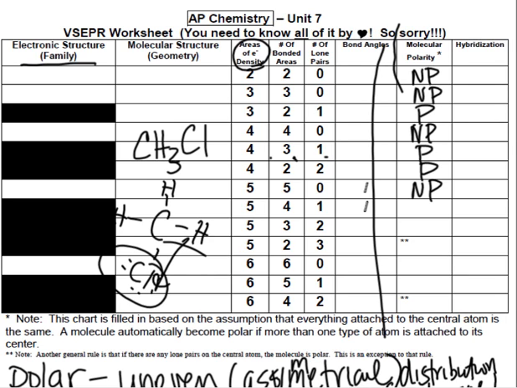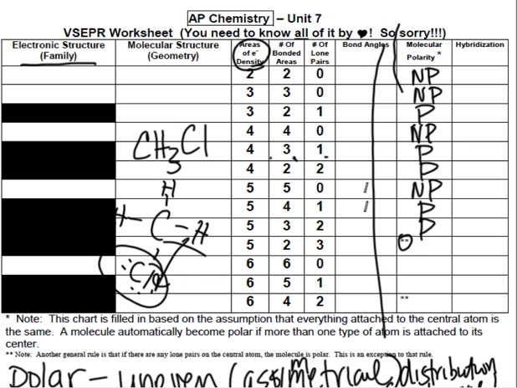All right, 5 areas, 4 bonds, 1 lone pair. That's seesaw. What is that? Polar. 5 areas, 3 bonds, 2 lone pairs. T-shaped. What is that? Polar. Now here you've got some asterisks. Here's an exception, and I can show it to you.